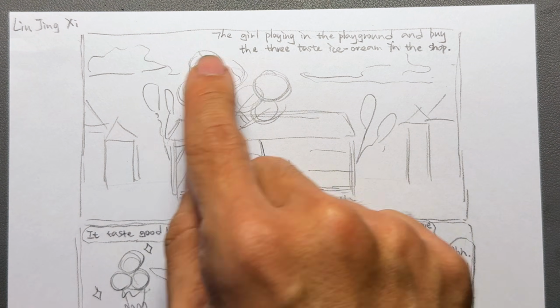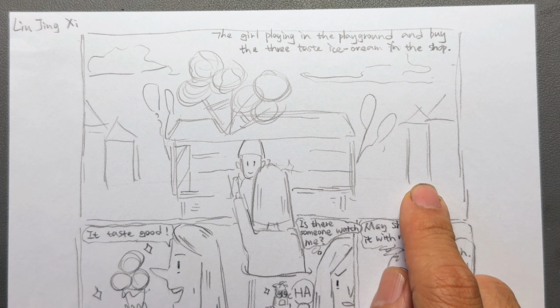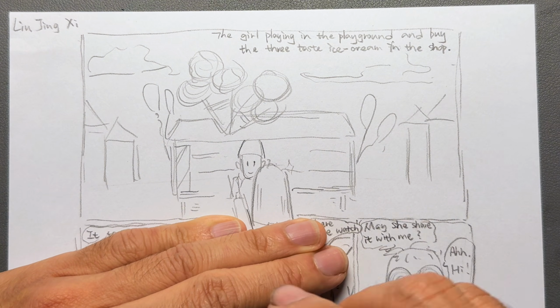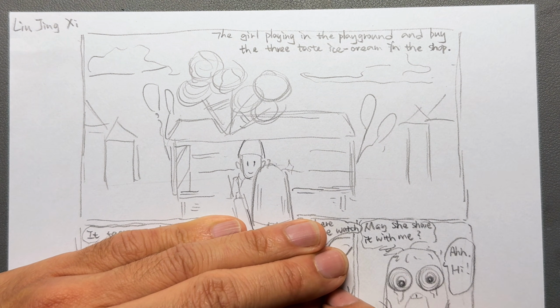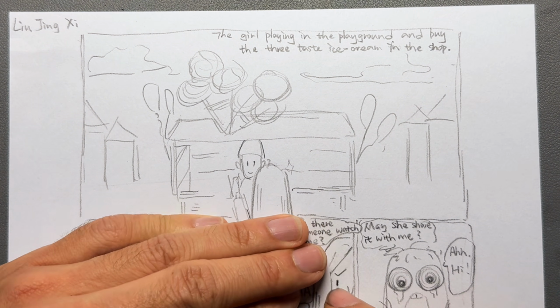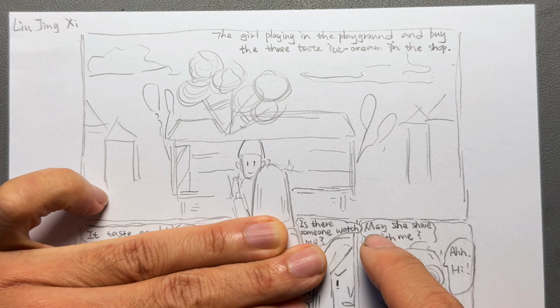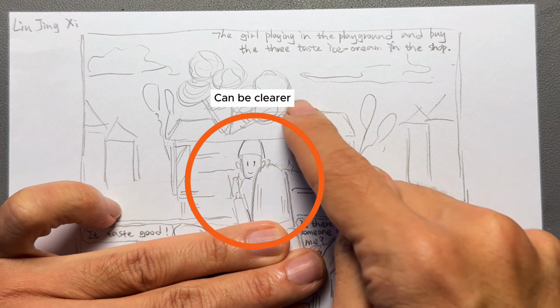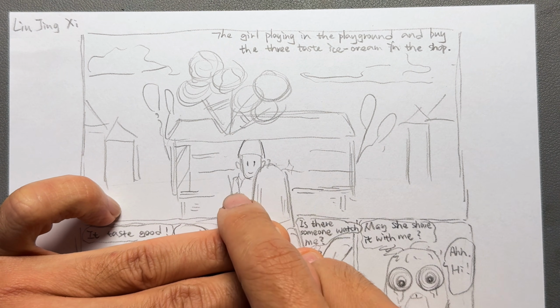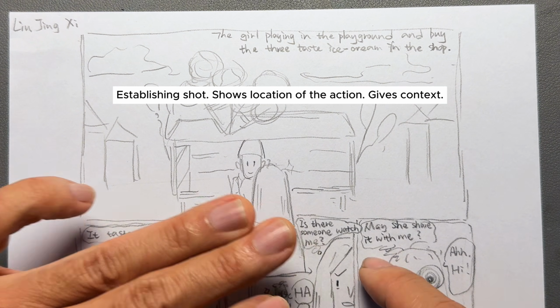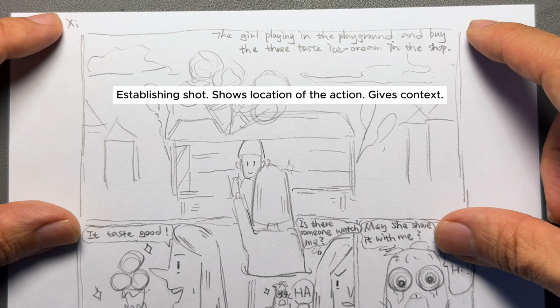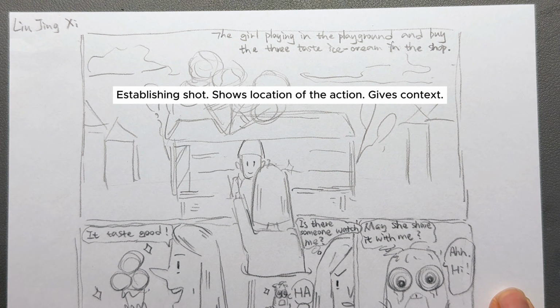Now, how would I make this scene clearer? Now this angle seems to be a higher up angle, which is not wrong in itself. However, it's a bit hard to read what is happening here. It's supposed to be a girl buying ice cream from a store, and this is supposed to be an establishing shot. So to make it clearer, I might try to do it this way.